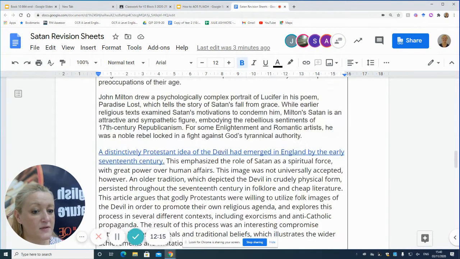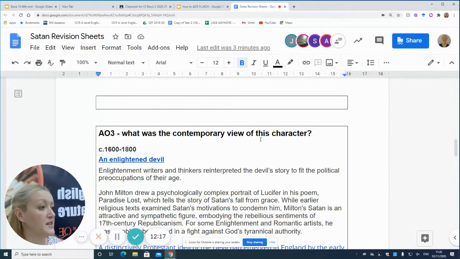And where you've got AO3 here for the contemporary view, you might just take that bit out and put AO3 for Winston. You might even then want to do something similar but with themes.